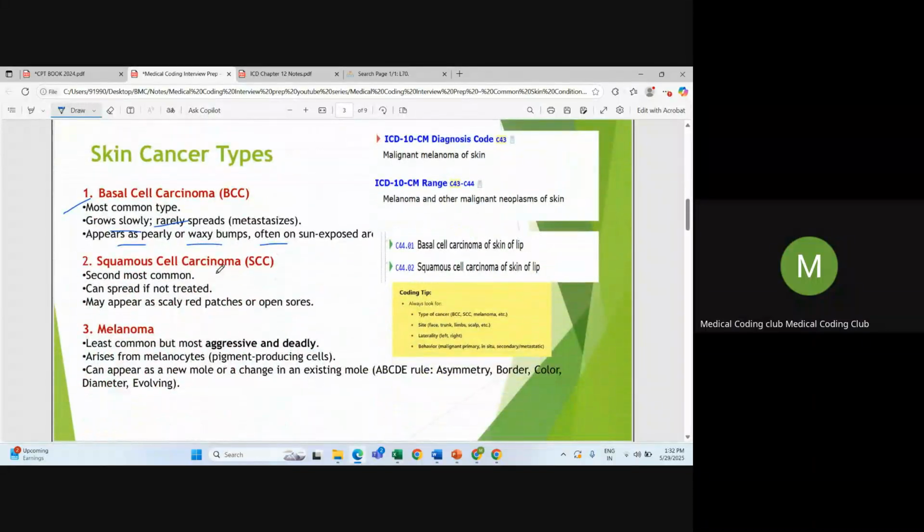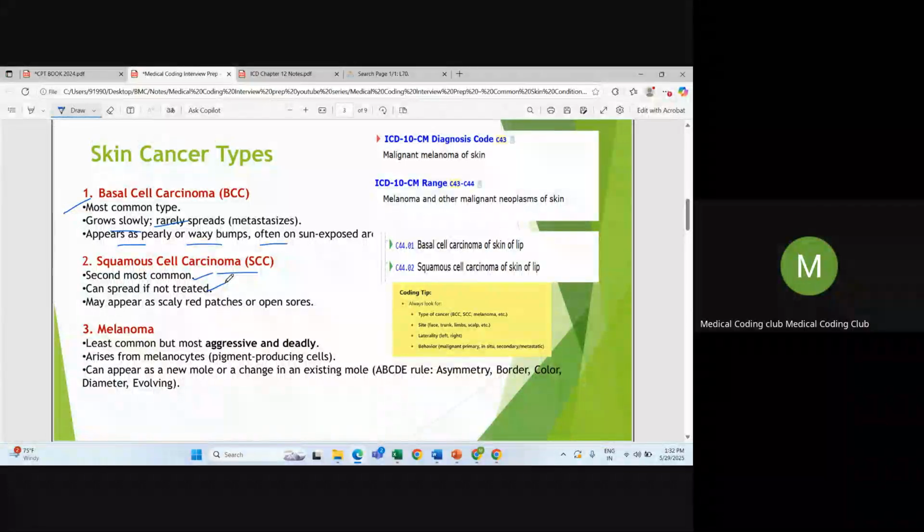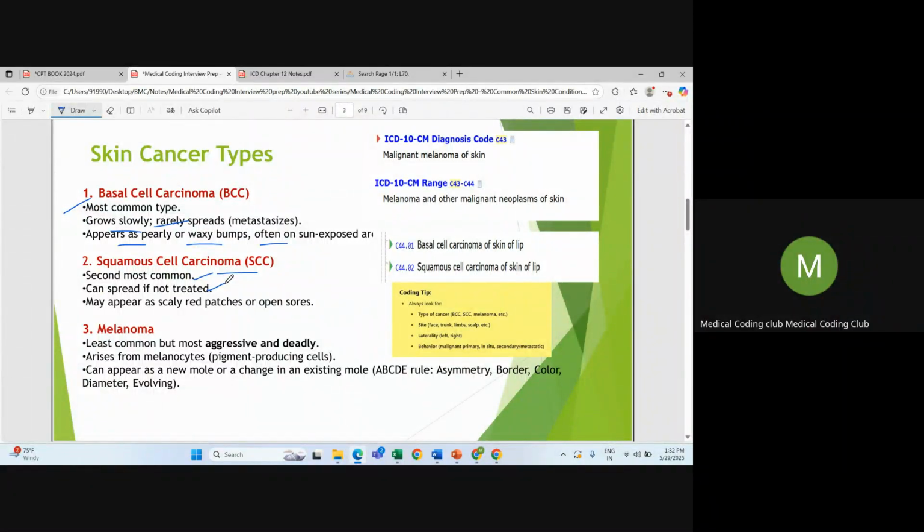And the next one is squamous cell carcinoma, that is SCC. This is the second most common, and it can spread if it is not treated. If the patient has SCC, then immediate medical intervention is needed. If the patient does not take treatment on time, there is a high chance that squamous cell carcinoma can spread and get metastasized. It may appear as scaly red patches or an open sore.